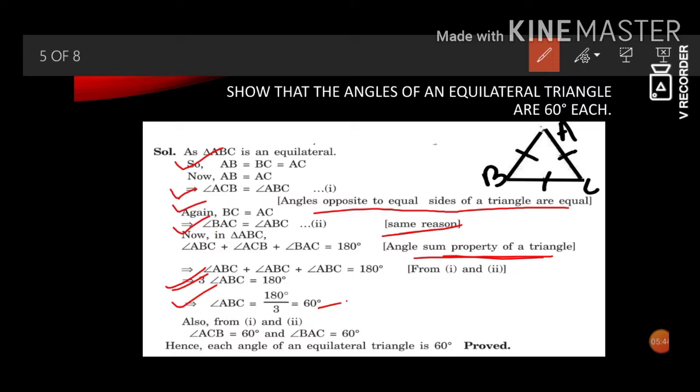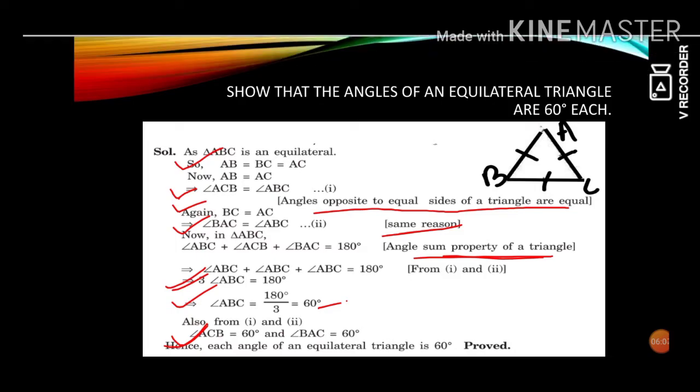Now from relations 1 and 2, angle B and angle C are equal, so angle C is also 60, and from relation 2, angle A and angle B are also equal, so angle A is also 60 degrees. So we found out that all three angles of the triangle are 60 degrees each. So whenever it is an equilateral triangle, the angles are always 60 degrees.